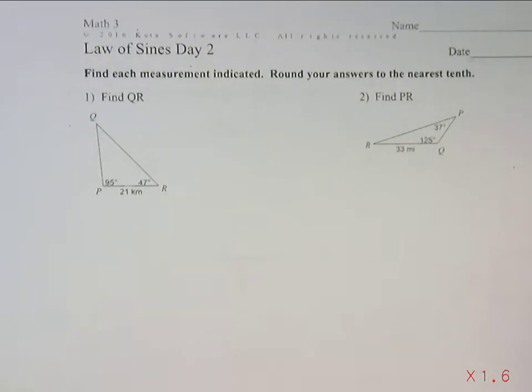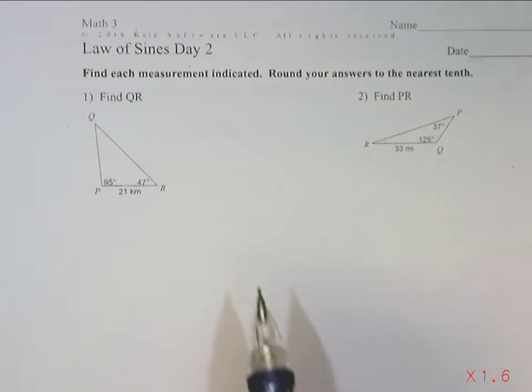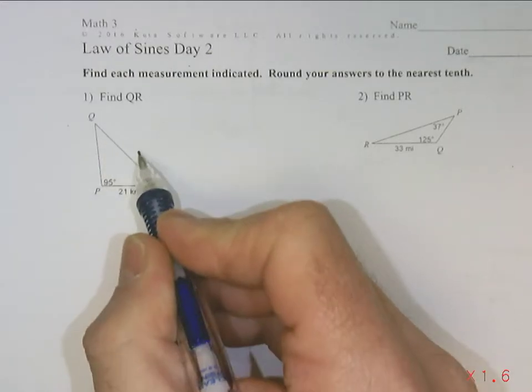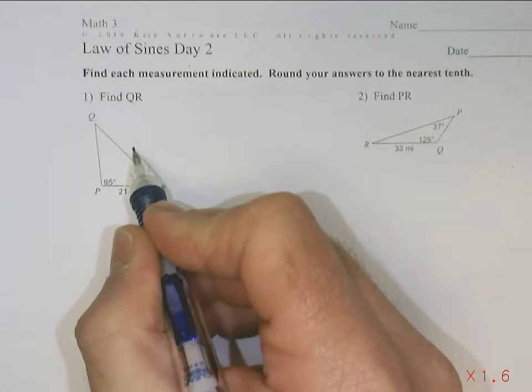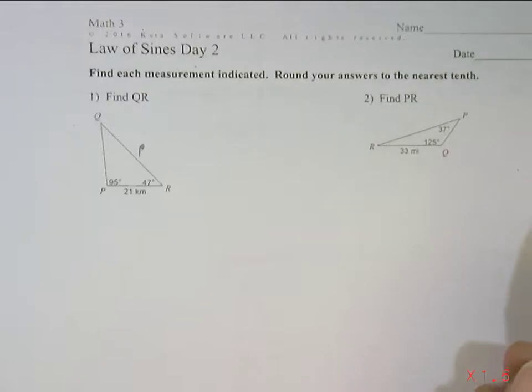I'm going to do a few of the Law of Sines Day 2 ditto worksheet, just to jog your memory. It's been a while. So I'm going to start with problem number 1, which is asking you to find the side QR. Now QR is opposite angle P, so I like to label it lowercase p rather than using 2 letters when I write the law of sines.